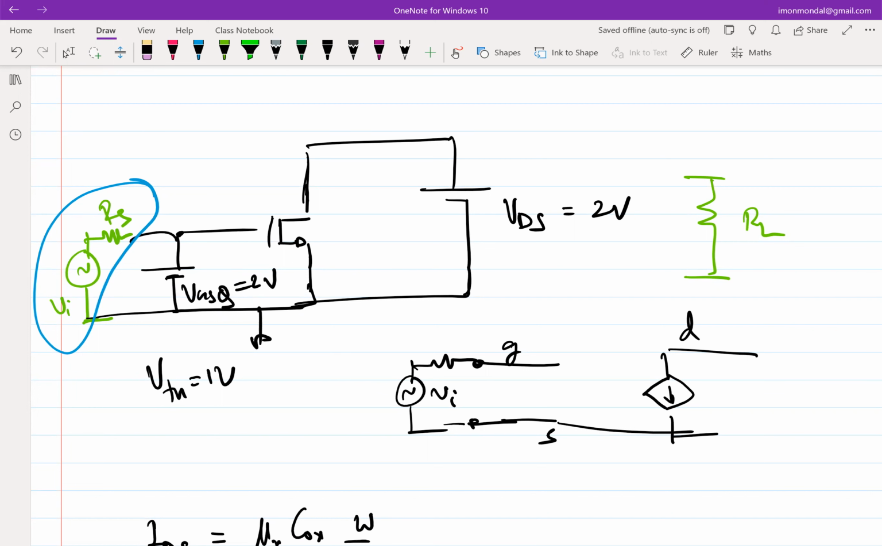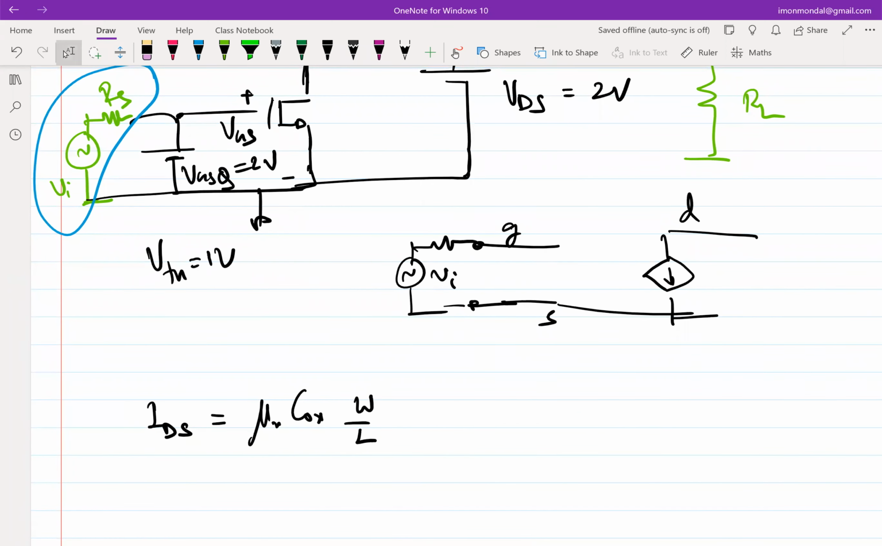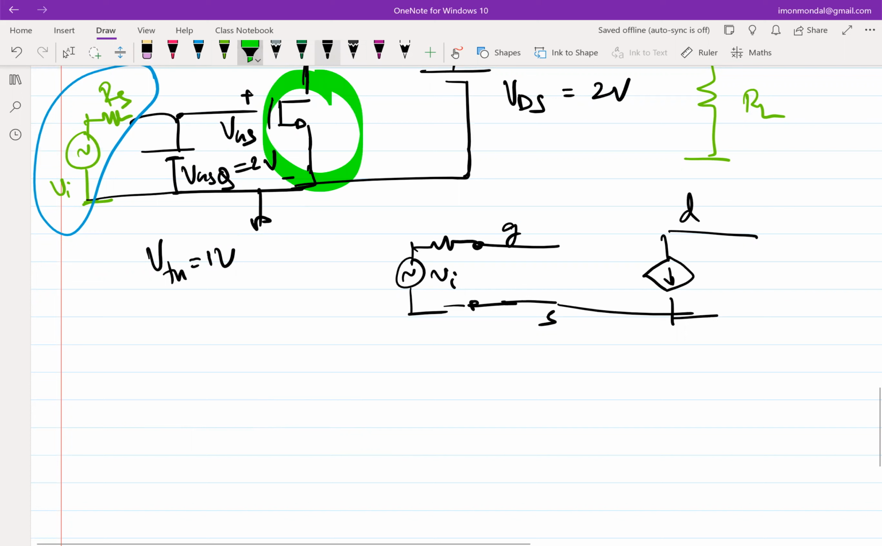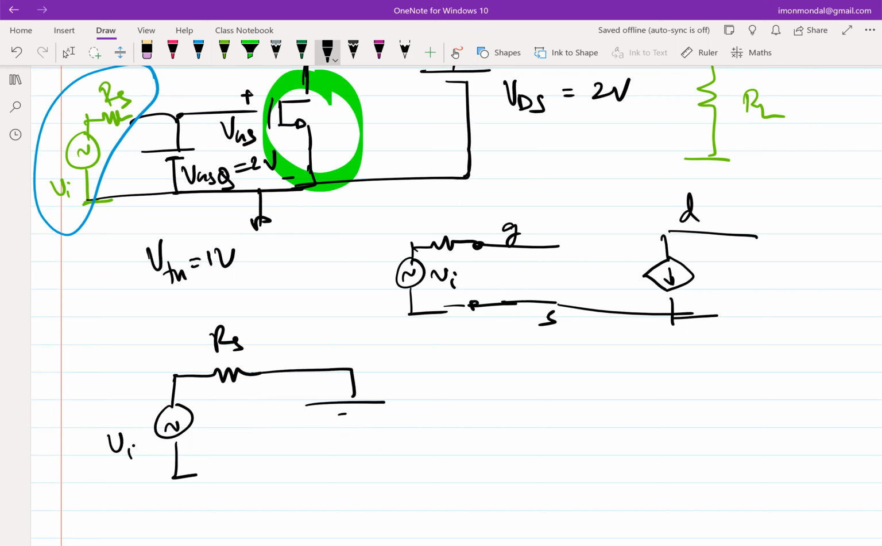So I am interested in VGS, right? What am I interested in the incremental sense? Forget about this entire stuff here. Let me redraw only the stuff on the left, which means I have VI, RS, VGSQ, which is 2 volt, and I'm interested in these voltages. So that voltage is always VGSQ. So basically, here doesn't matter. That's all it means, right?